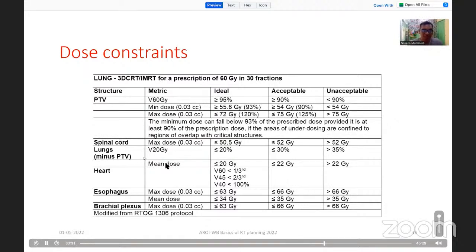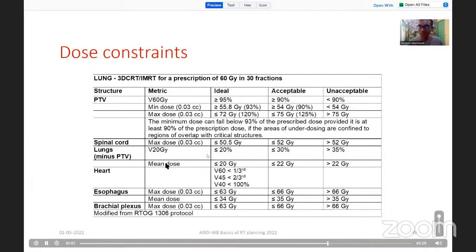Apart from the PTV, you also need to look at the various doses to the organs. At the spinal cord, you wouldn't want anything more than 50 gray. Lung, there are various ways of doing this. So the most commonly seen parameters of lung dosimetry is that you look at the mean dose and you make sure that it's less than 20 gray. And you also look at the volume of lung receiving 20 gray, and that has to be less than at least 20%. So this is lung minus PTV, and this is what we do at our institution.